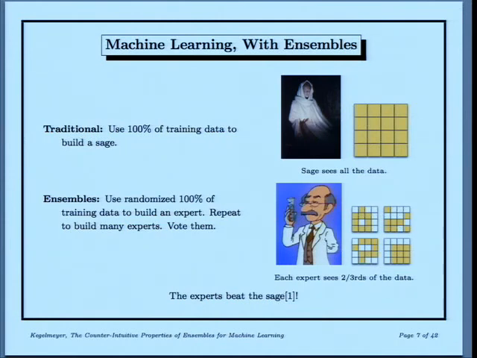The magic is that I do that again. I make another expert using another random sampling. I make another expert making another random sampling. It turns out that it's provably the case that if I have a new data point to analyze and I show it to the sage, I get a classification.